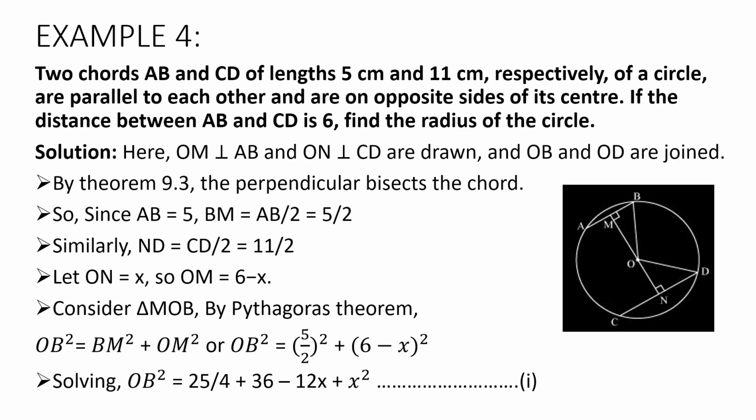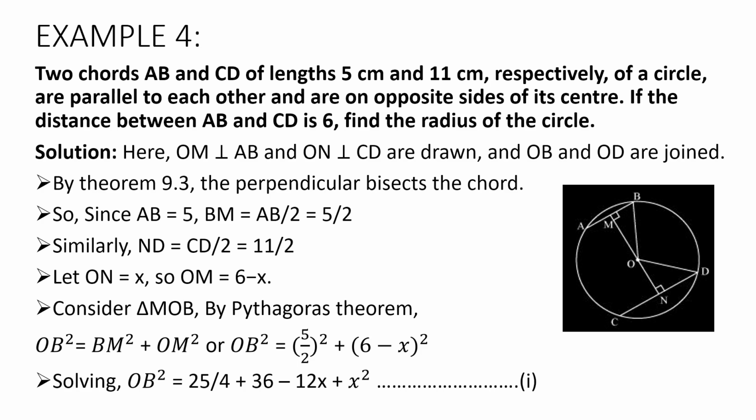So over here, since AB is 5, the perpendicular bisects it, so BM is equal to half of AB, or 5 by 2. Similarly, ND is equal to half of CD, which is 11 by 2. Now consider ON is equal to x, but we are given the distance between the two chords is 6. So OM will be equal to 6 minus x.